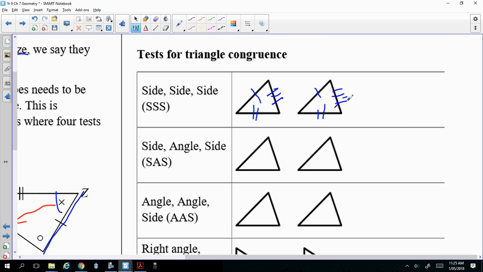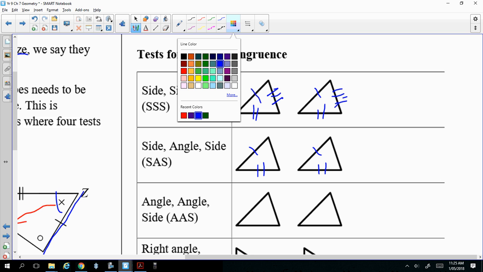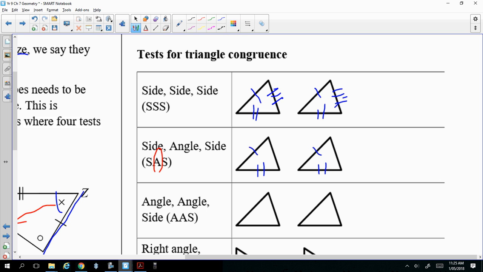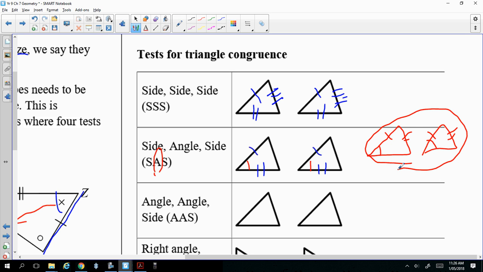Okay. The next test is called SAS. SAS is two matching sides are equal, but the angle has to be in between the two sides in the triangle. So it's side, angle, side, in this order. If I draw a triangle like this, angle, side, side, that won't be SAS. That will be wrong, so that's not a congruent triangle. So be careful.